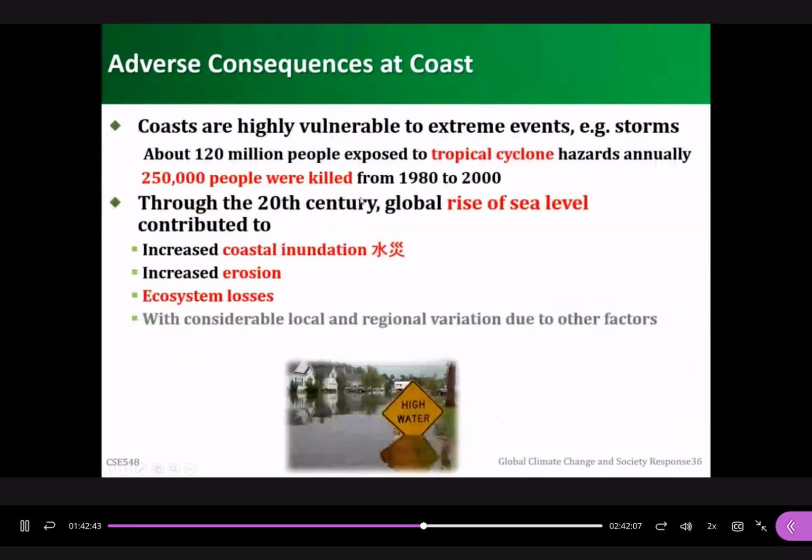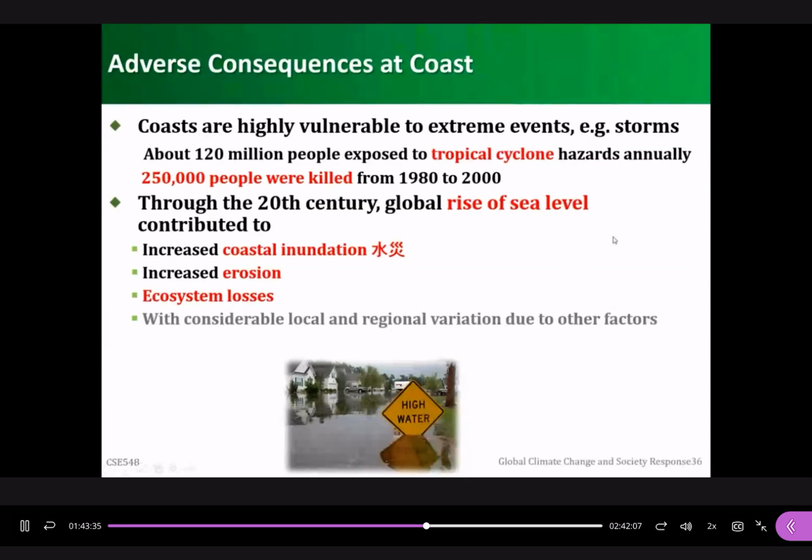And here is the severity of the extreme events to the coastal system. 120 million people are exposed to tropical cyclone hazards, and 250,000 people were killed in the past maybe 20 years. The rise of sea level will contribute to coastal inundation, coastal erosion and ecosystem losses, with considerable local and regional variation due to other factors.